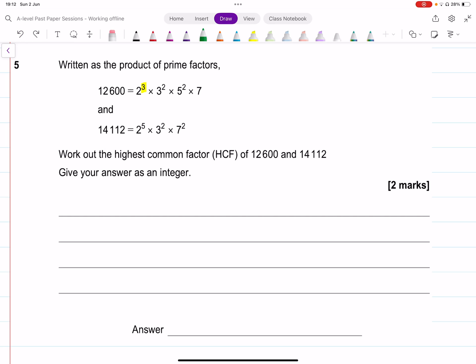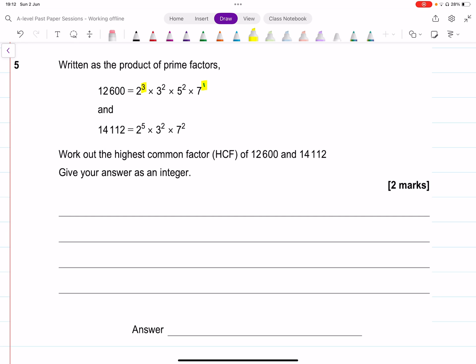The next number is 5. Well, we don't have 5 as a factor of 14,112. You can think of it like this: 5 raised to power 0, which is 1. So we don't take 5 here at all because that's not common between the two numbers. And then for 7, the smaller power is 1. So that's what we take from here.